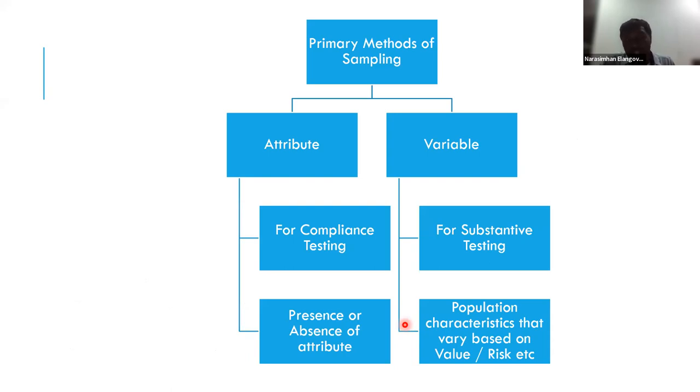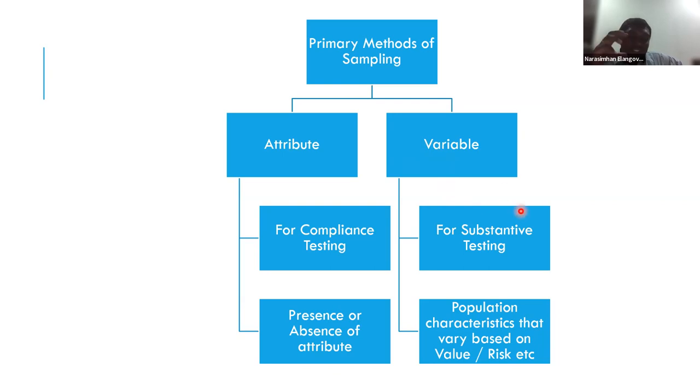Next two slides. Methods of sampling: attribute sampling and variable sampling. Attribute is used for compliance. Variable is used for substantive. I repeat, attribute is used for compliance, variable is for substantive. What is attribute? You are checking the presence of an attribute in the testing, and that's what is used for attribute sampling, compliance testing. A simple way to remember: attribute is A, compliance is C, and A and C are close by. Variable and substantive, V and S.